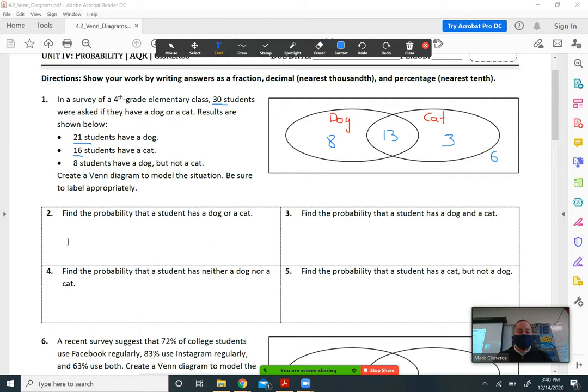All right. Help me do number 2. Find the probability that a student has a dog or a cat. I'm going to write the correct notation on here. Make sure to write the correct notation as it helps you with the rest of these problems. Probability of dog. And how do I write or? Is it the U or upside down U? It's the U. Dog or cat. That's the correct way of writing the notation.